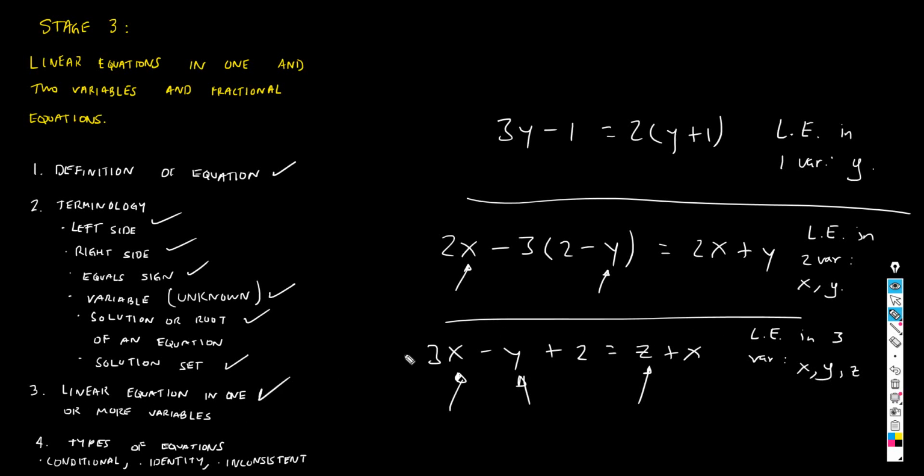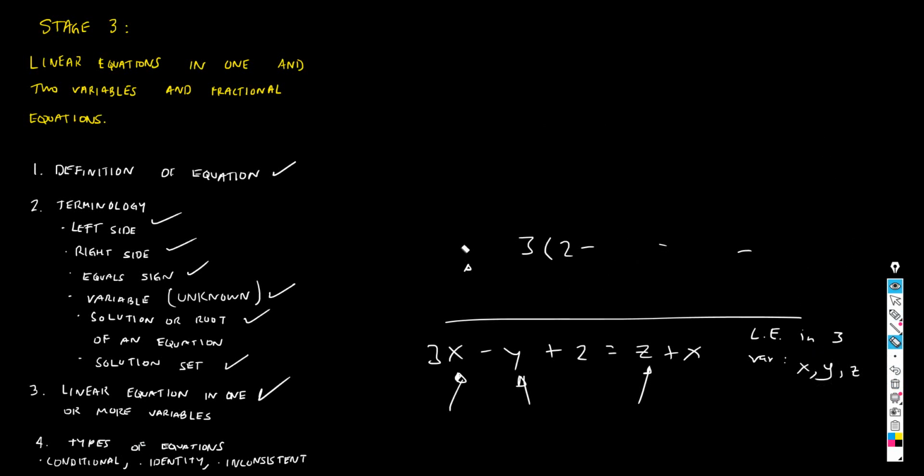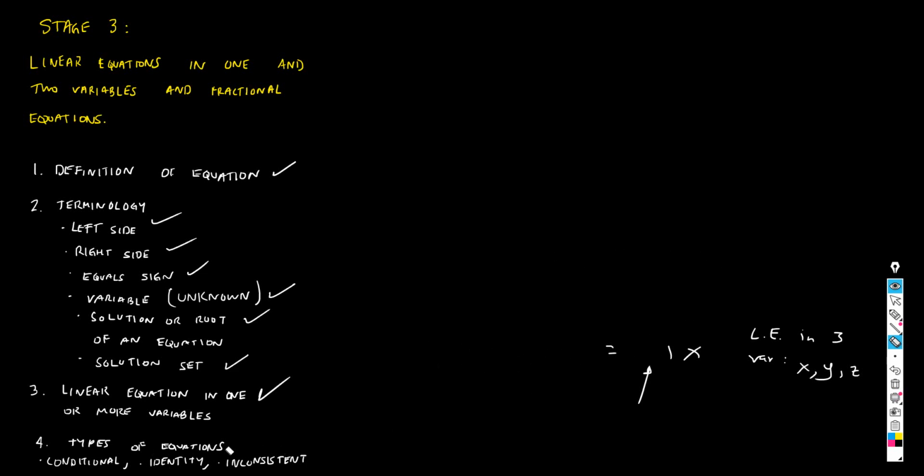So third concept finished. And finally, the fourth concept, I'm going to tell you about the different types of equations, different classifications that we have for equations. And this may be, in this class, the hardest part to understand, but it's not really that complex. So we have three different types of equations. We have conditional equations, identity equations, and inconsistent equations. So let's see what that means.